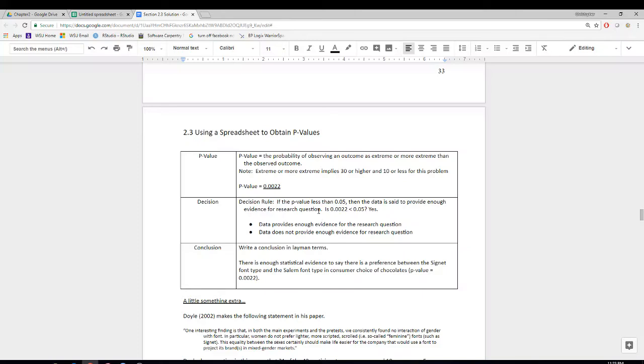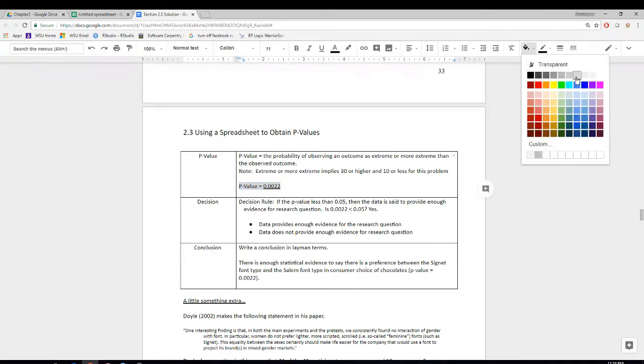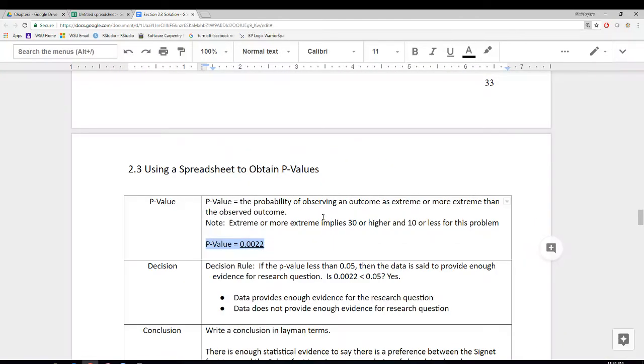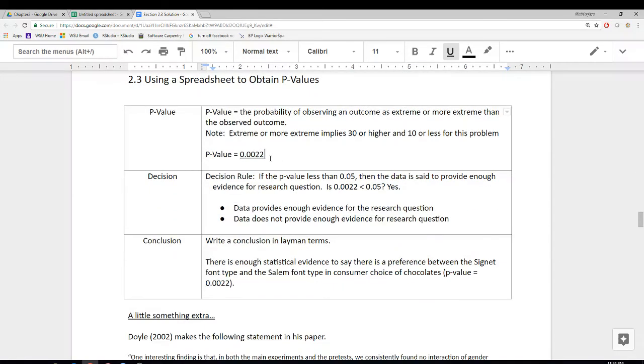Okay, so let's finish out this example. The p-value here is the probability of observing an outcome as extreme or more extreme than the observed outcome, which we said up above means 30 or higher or 10 or less. And that p-value quantity is 0.0022. Let's zoom in a little bit now. There we go. So that p-value quantity is 0.0022.